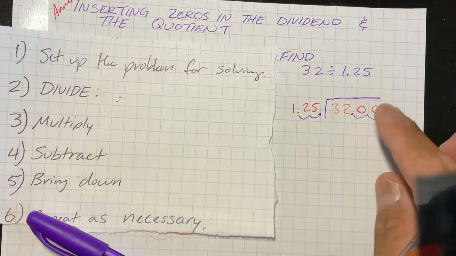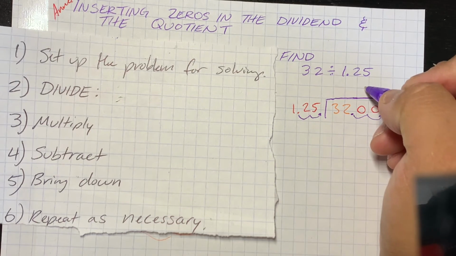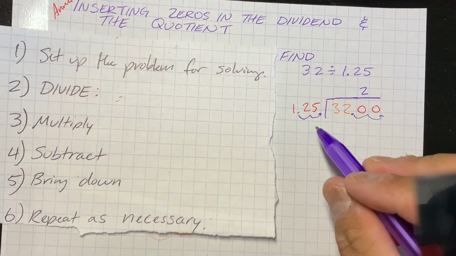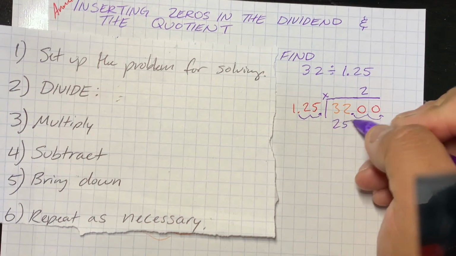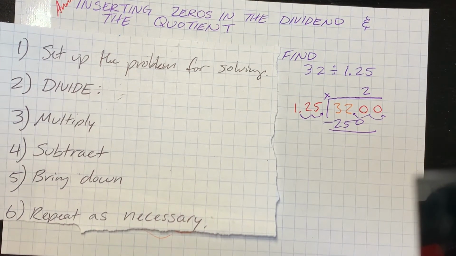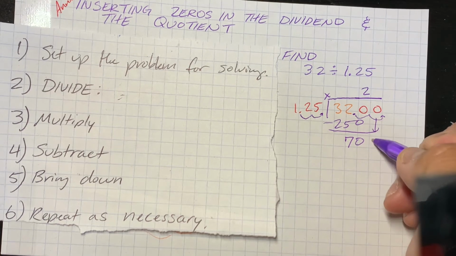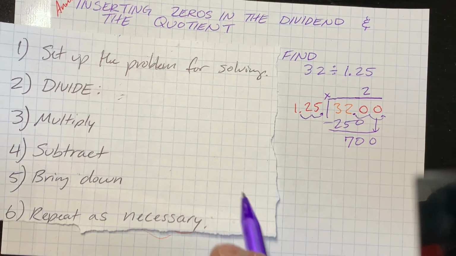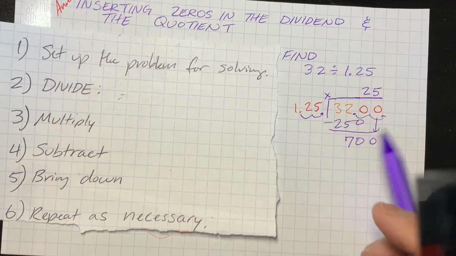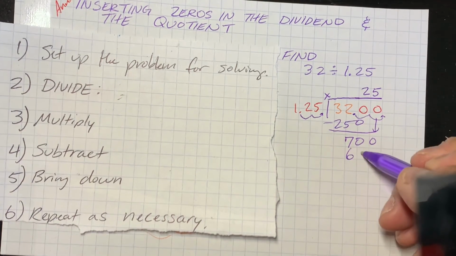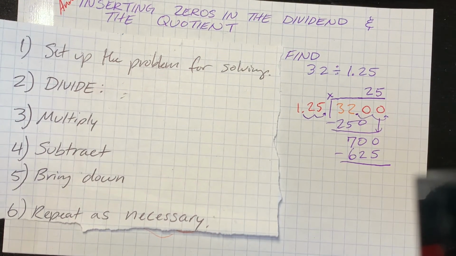Well, let's see here. 125 can fit into 320 twice. Okay, let's see. Yeah, about twice. Now, 125 times 2 is going to be 250. Now 320 take away 250 is going to be 70. Then bring down that 0. Now 125 can divide into 700 about 5 times. 125 times 5 is going to be 625. 700 take away 625, you're going to have 75.